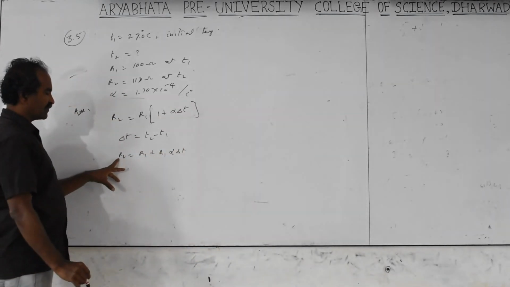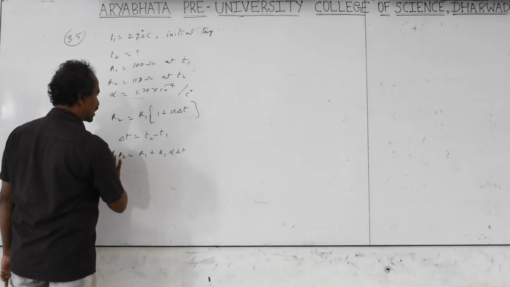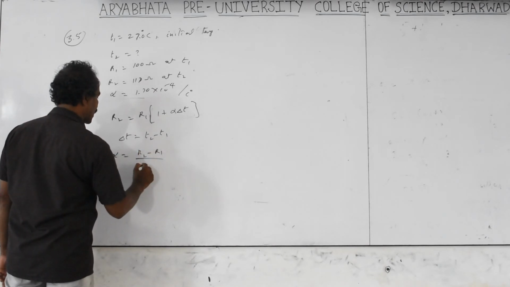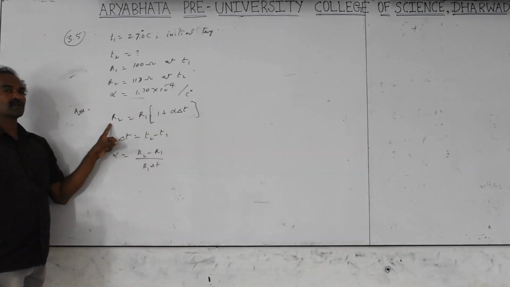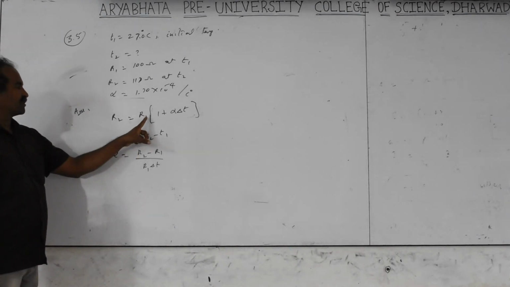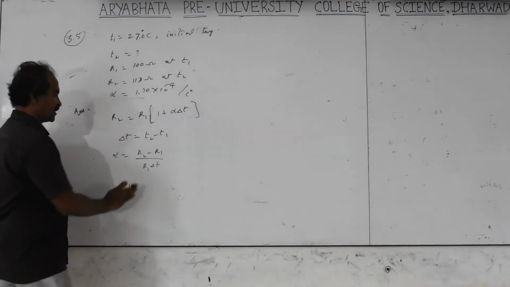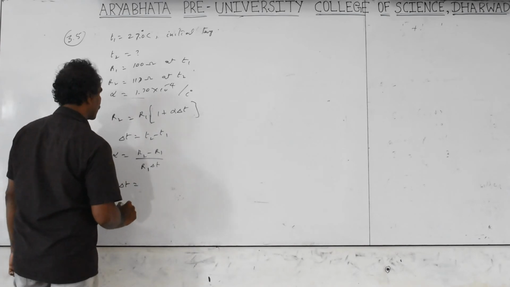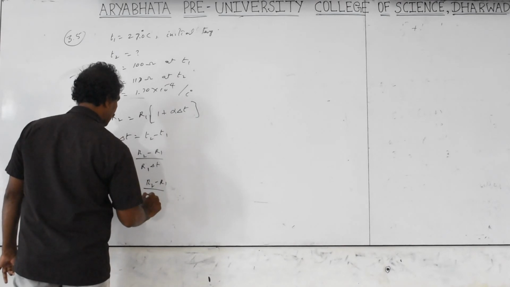R1 taken to the left side becomes R2 minus R1 by alpha. So we can get the relation. If you remember the direct relationship, that also can go: alpha is equal to R2 minus R1 by R1 into delta T. I gave you this relation before in theory. R1 comes in the denominator into delta T. Delta T is the temperature difference: delta T is equal to R2 minus R1 by R1 into alpha.